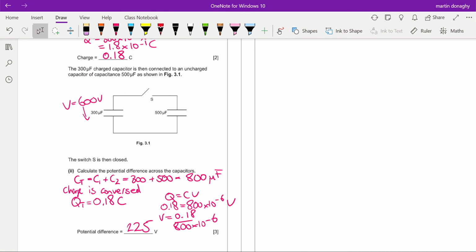Like I say, that's a common question, but the two key things to remember are when they're connected like that, they're connected in parallel, and the charge is conserved. The voltage will decrease, and the energy will decrease as well, because we lose energy as the current moves from one of the capacitors to another due to heating of the wires. So they're the key things to remember. Okay.